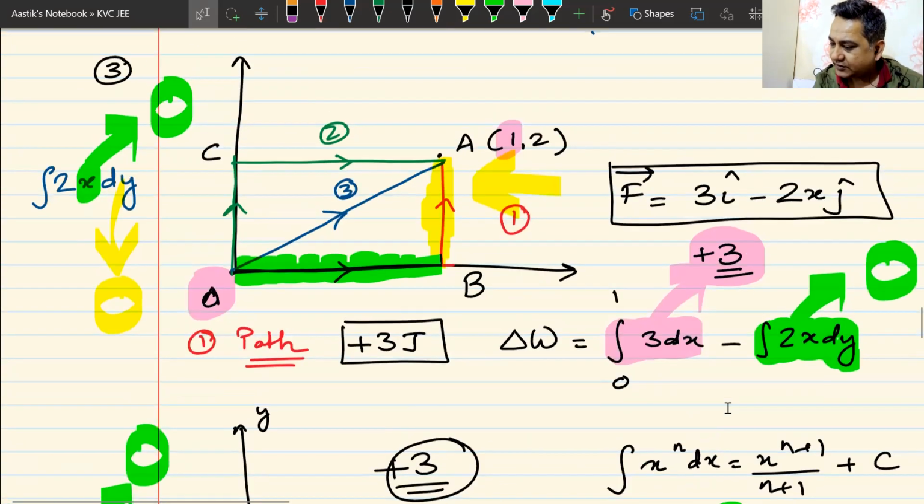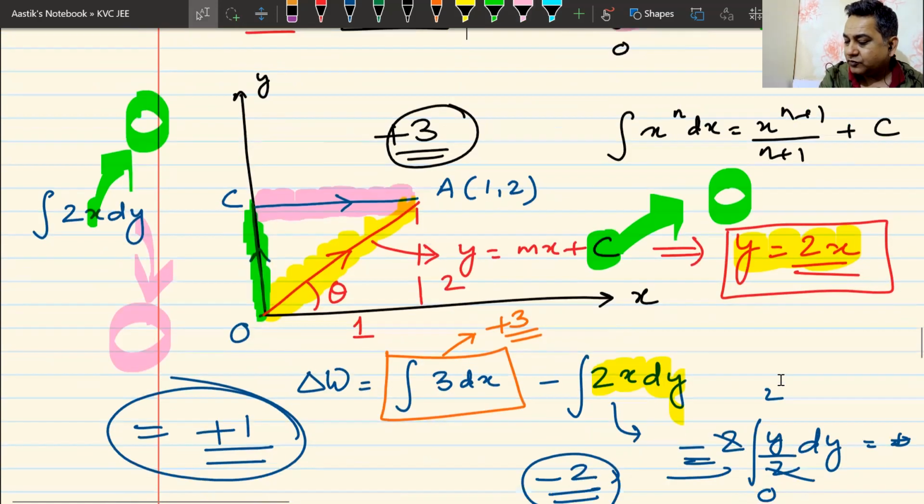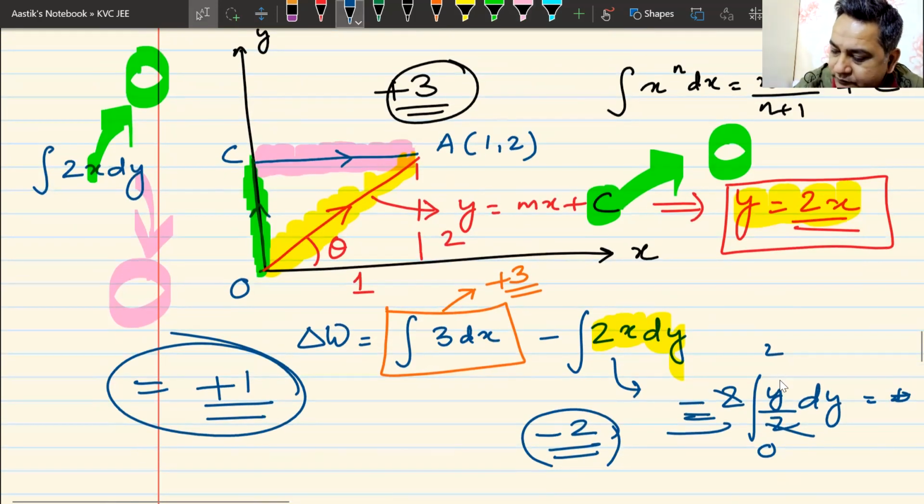The question was: we had a force 3i minus 2xj. Obviously, this is a non-conservative force. Everyone can see that. We are supposed to find the work done in different parts. I think we did part A, path number one, correctly, but we made a mistake in the number two path. The number two path was this path.